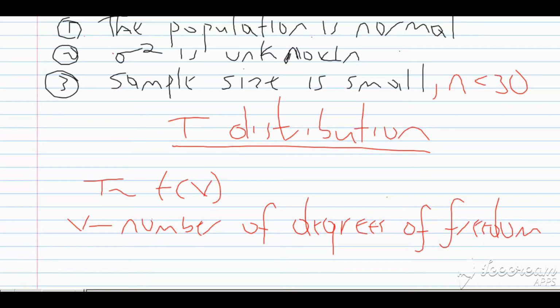The degrees of freedom is the amount of values that can vary without actually affecting the constraints of your distribution. And the symbol we normally use here is a common v. All right.